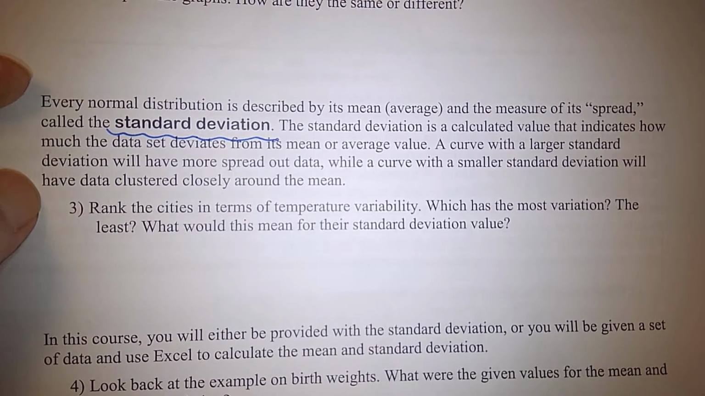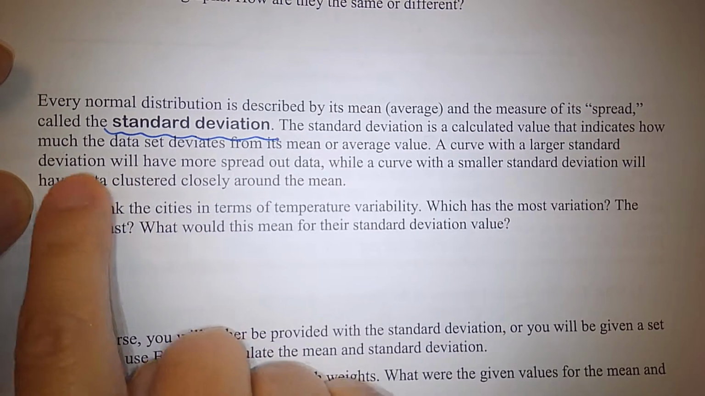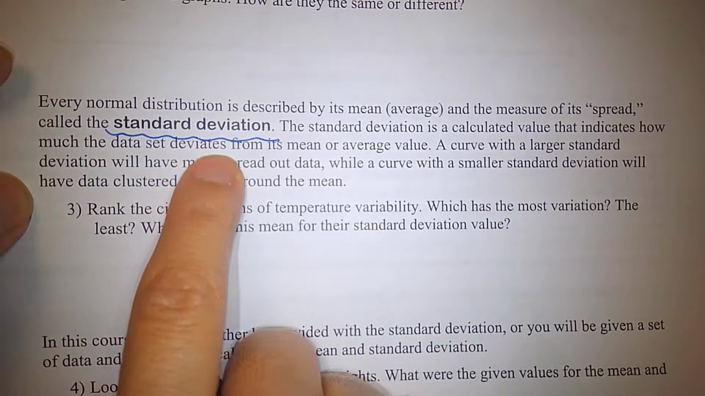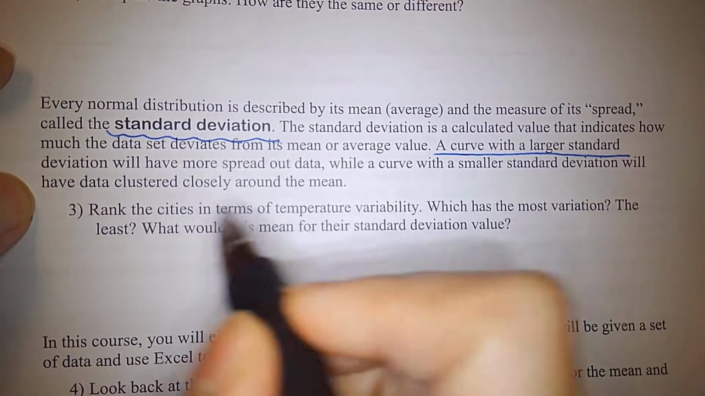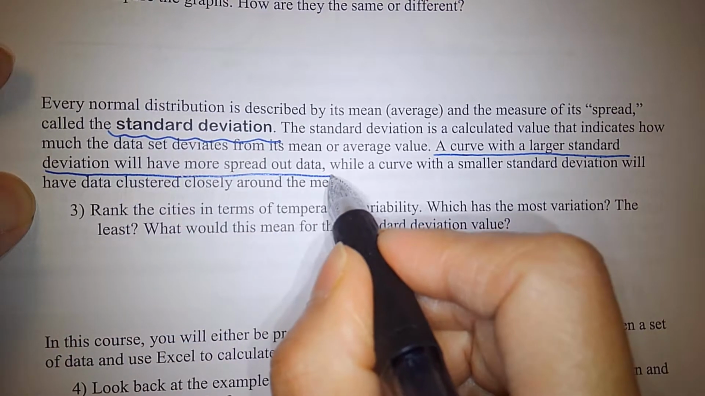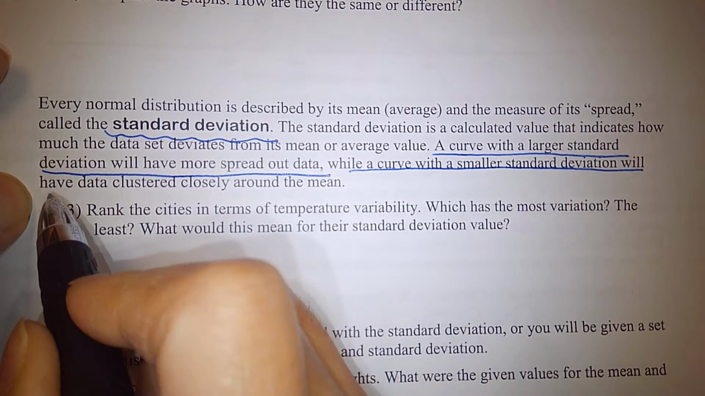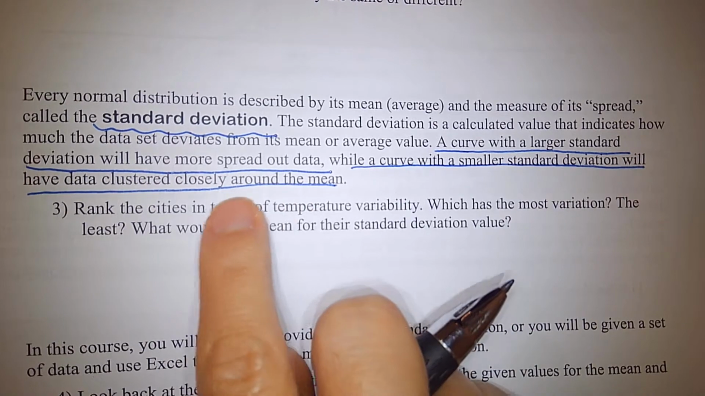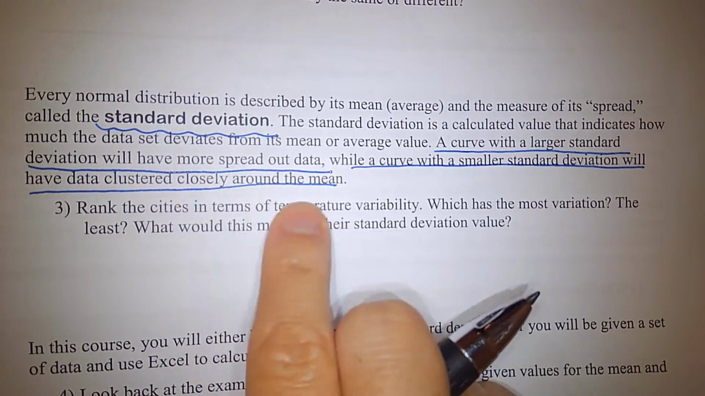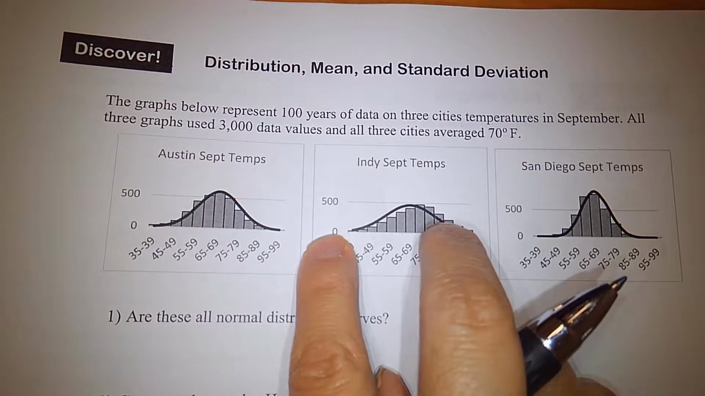Okay, good. Standard deviation is a calculated value that indicates how much the data set deviates from its mean. A curve with a large standard deviation will have more spread out data. A curve with a smaller standard deviation will have data clustered around the mean, or in the middle. So the more spread out the data, the larger the standard deviation. Do you see that?